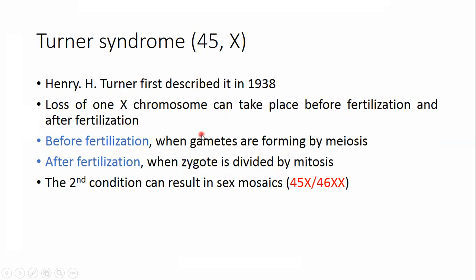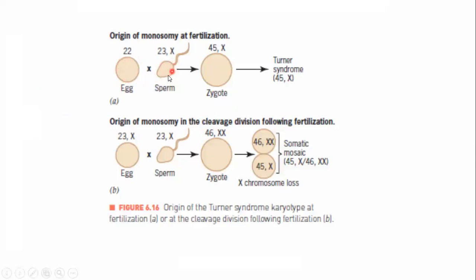So before fertilization, if one gamete is normal and the other gamete is abnormal, like you can see here, one gamete is normal, a sperm that carries 23 chromosomes along with the X, while the egg carries only 22 chromosomes, which means one X chromosome is missing in the egg. In that case, the egg with 22 chromosomes combines with the sperm that carries 23 chromosomes, and one of the chromosomes in these 23 is X. So the zygote formed by the combination of this egg and sperm carries 45 chromosomes, and that zygote has only one X chromosome. So that is a condition of Turner syndrome.